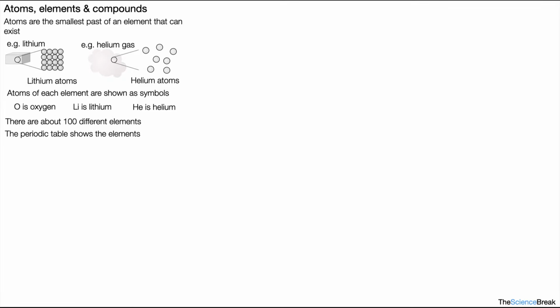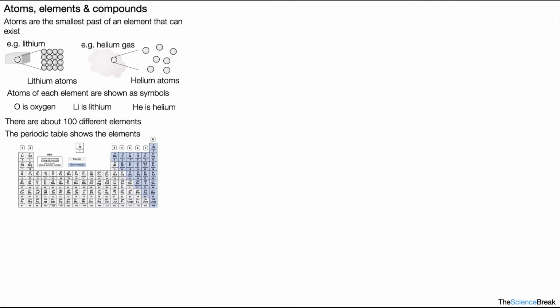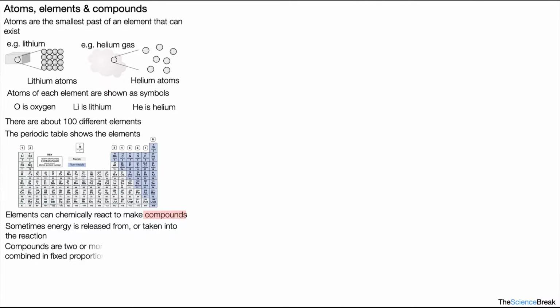The periodic table shows the elements. Here is a small version of the periodic table. We'll be looking at this in a lot of detail throughout this video. Elements can chemically react to make compounds. Sometimes energy is released from or taken into the reaction.